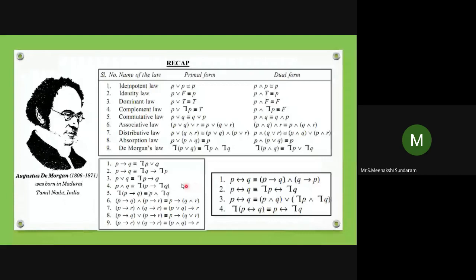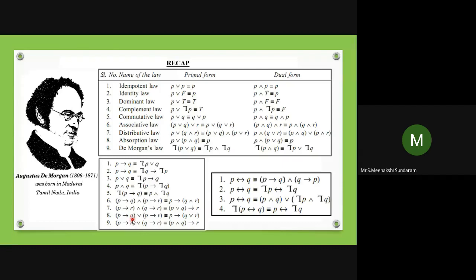Normally P disjunction Q, we can write as negation P implies Q. P conjunction Q, as negation of P implies negation Q. These are rare cases we use. The first two or three we can remember; only the first one is enough. Mostly we use the first and the third one, and also the last ones, the last three things.